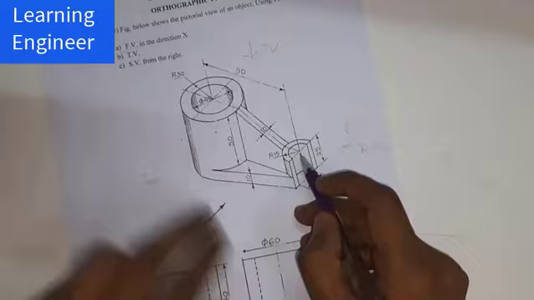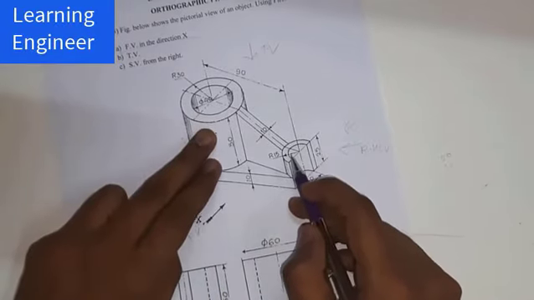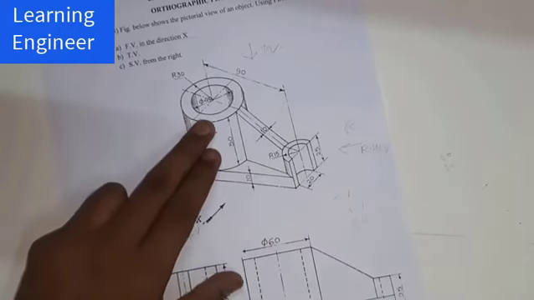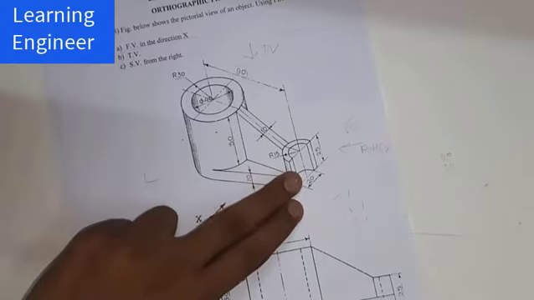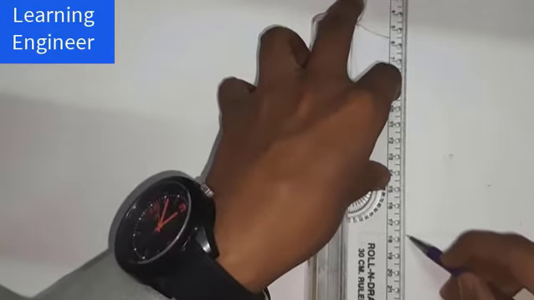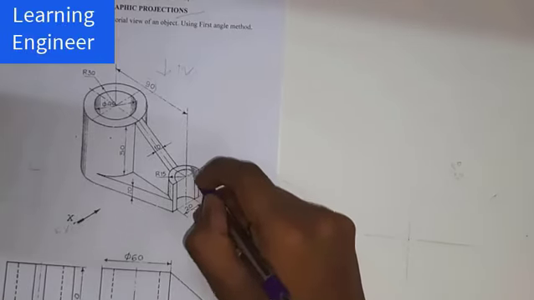We have to locate this center also, for drawing these two semicircles. Okay, now how to locate these two centers? The 90 millimeter center to center distance has been given. So I have located the second center. Now with the help of this center, I will be drawing these two semicircles.